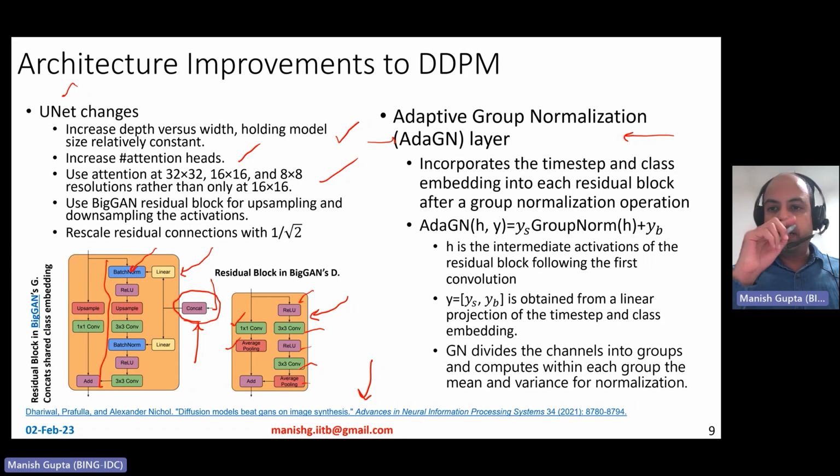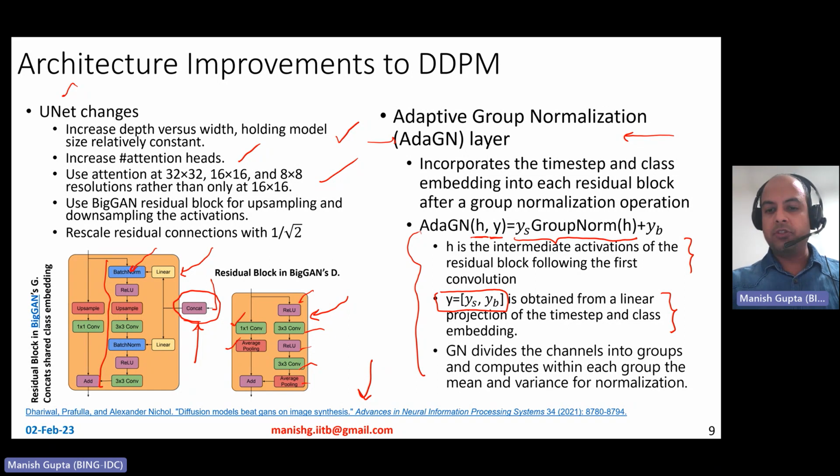Okay. So it incorporates the time step and class embedding into each residual block after a group normalization operation. And what is group normalization, by the way? You take the current hidden layer output h that is coming in right now, and then you take ys and yb, a concatenation of ys and yb, which is basically a linear projection of time step and class embedding. So it includes the time information and the class information. You compute ys times group norm of h plus yb.